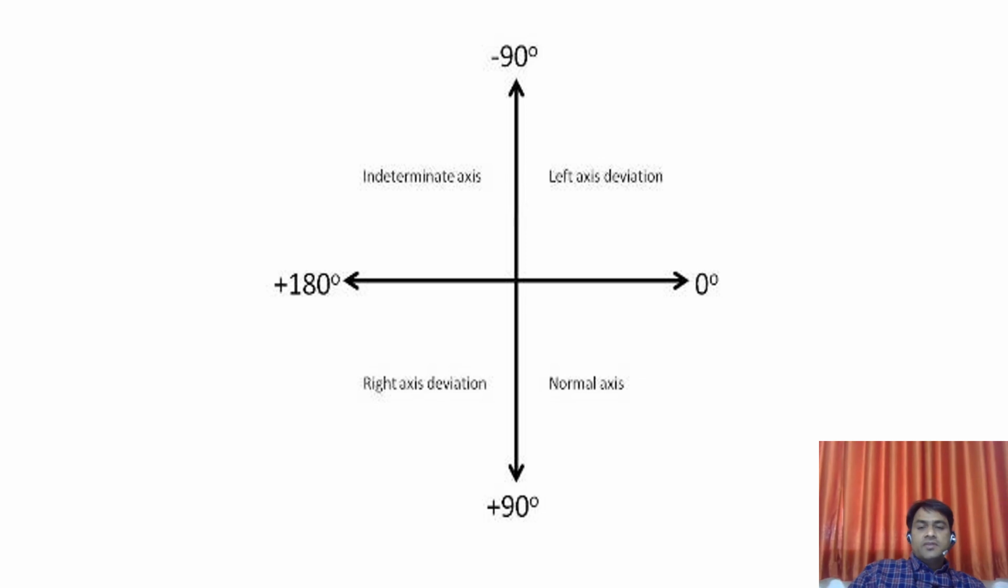Normal axis is between 0 to plus 90 degrees. If the axis is between 0 to minus 90 degrees, it is left axis deviation. If the axis is between plus 90 to plus 180 degrees, it is right axis deviation. And if the axis is between minus 90 to plus 180 degrees, it is extreme axis deviation.